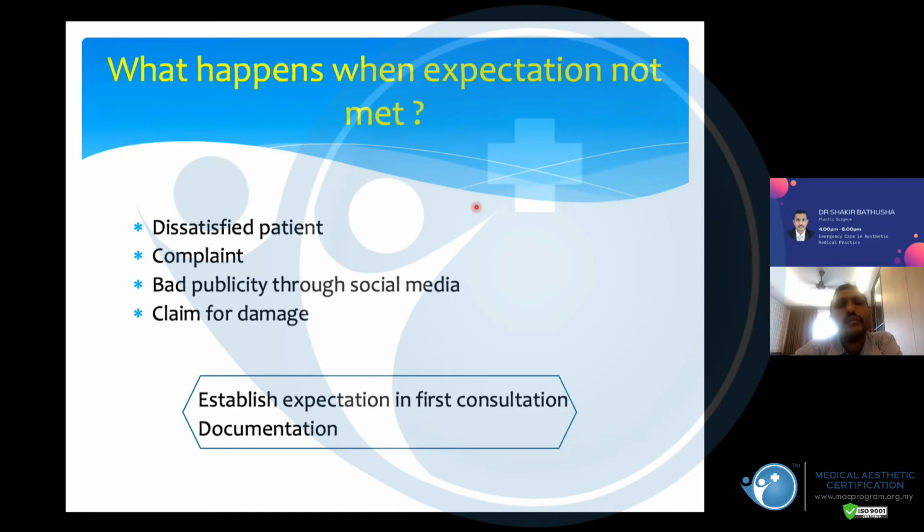So my humble request will be to establish the expectations of the patient in the very first consultation. And once again, documentation is one of the most important things. Whatever has not been documented is considered not being told, not being explained to the patient in a court of law. It may sound silly, but please, thorough, legit documentation is what would be your defense in the court of law.